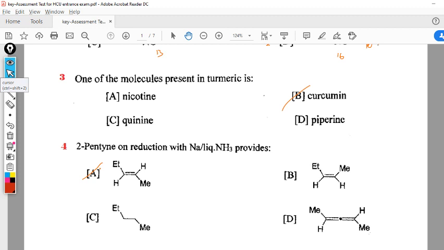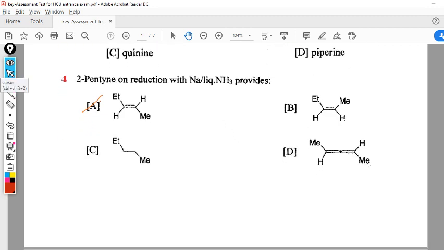In the turmeric molecule, it is present in curcumin, which is the pigment of yellow color. Next, the reduction of the alkyne will give the trans product. So from the alkyne it will give the trans product, that is the E product.